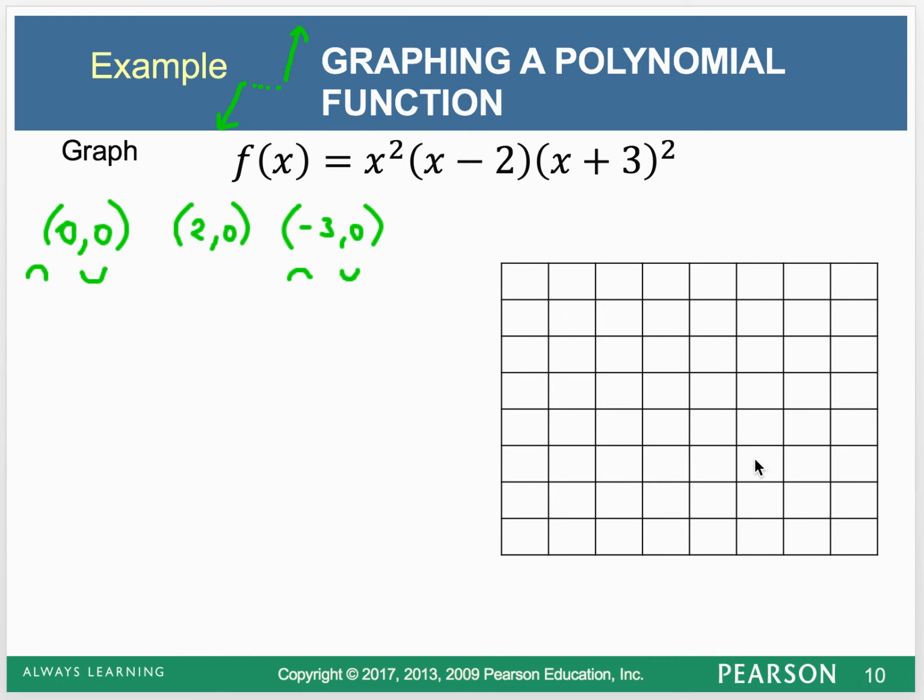Okay, and then to find our y-intercept, that's when x is 0. So if I plug a 0 in here, 0 squared, whoa, we already know what it's going to be, right? Doesn't matter what those are, multiplied by 0 plus, look, I had it right here. So the y-intercept is also 0, 0. It doesn't give me an extra point. All right, so let's plot these points. I have 0, 0. I have 2, 0. And I have -3, 0.